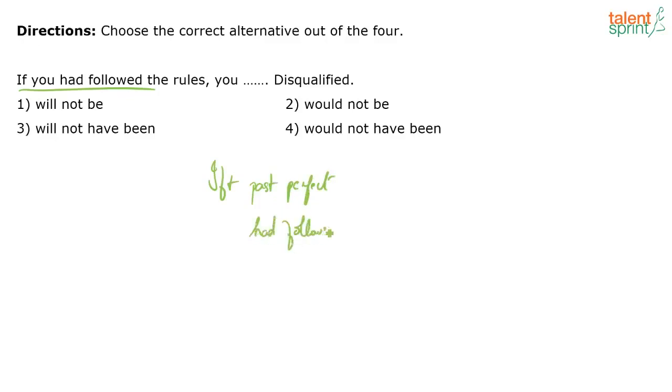And what is the construction? It will always be would plus either have or not have plus been, right? That's my construction, and that is only available in option 4. This one, all clear. Everybody said option 4.